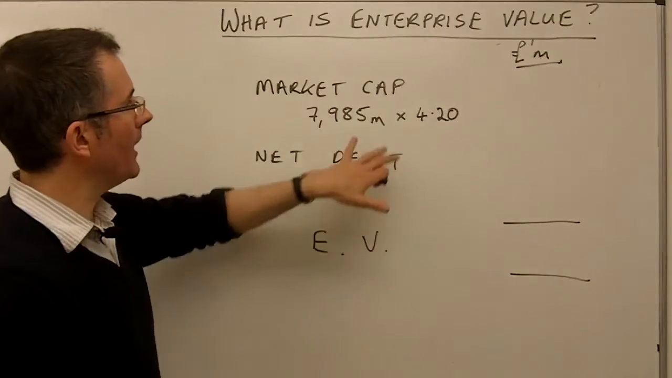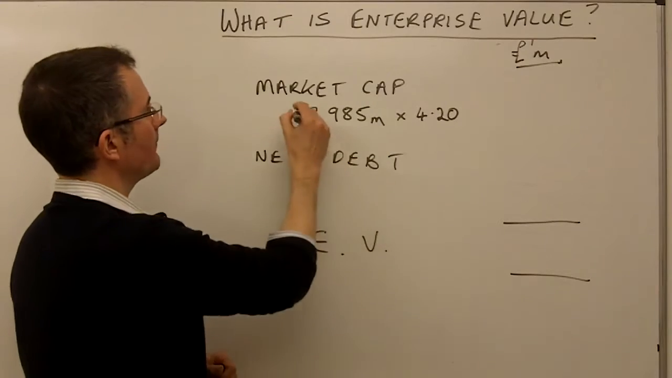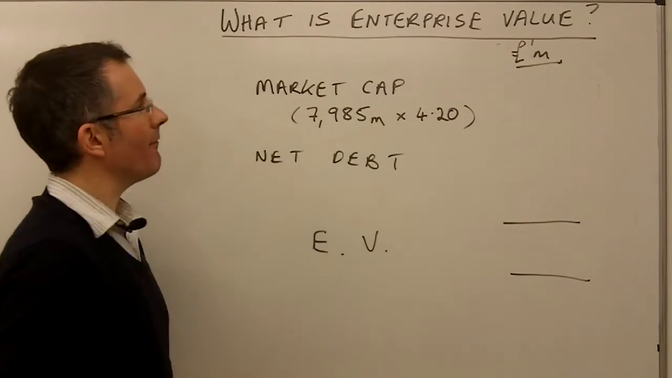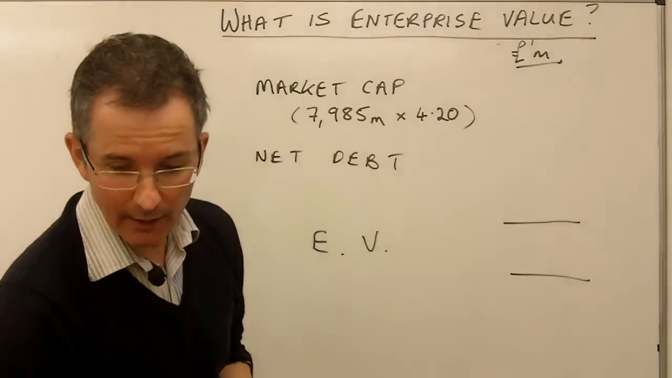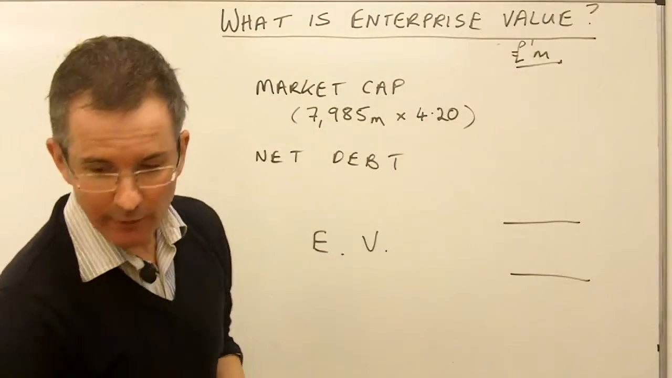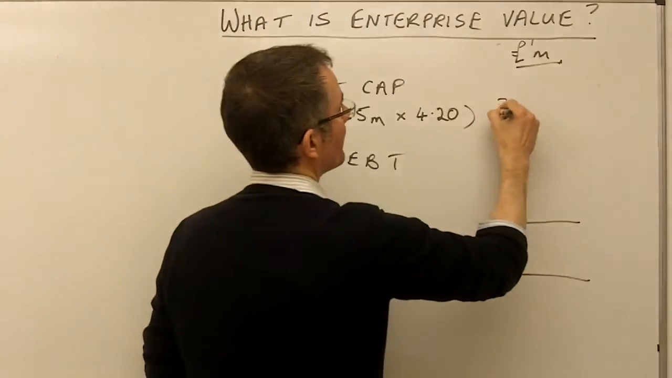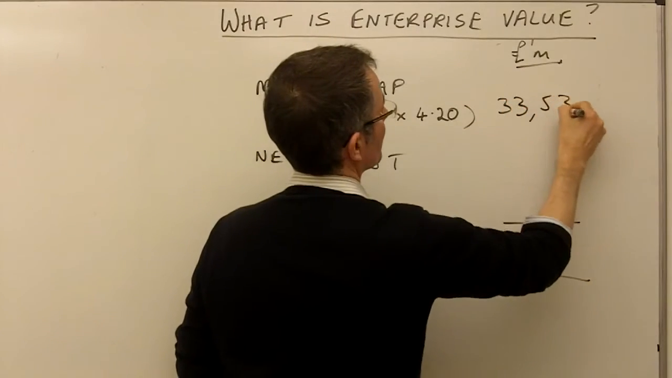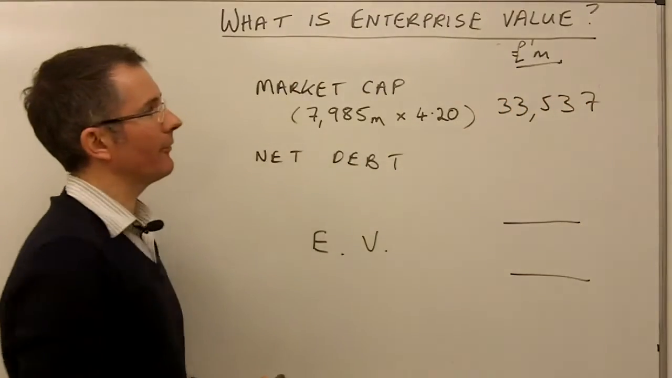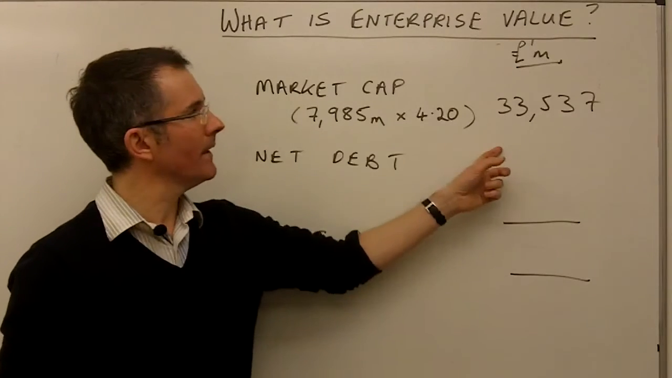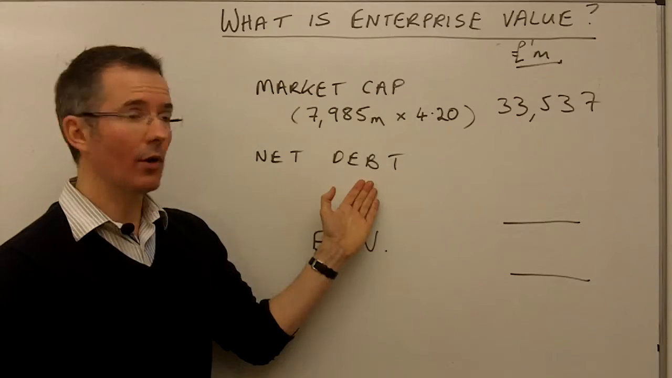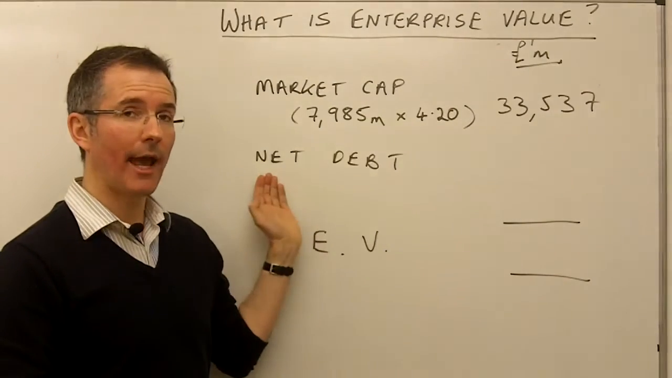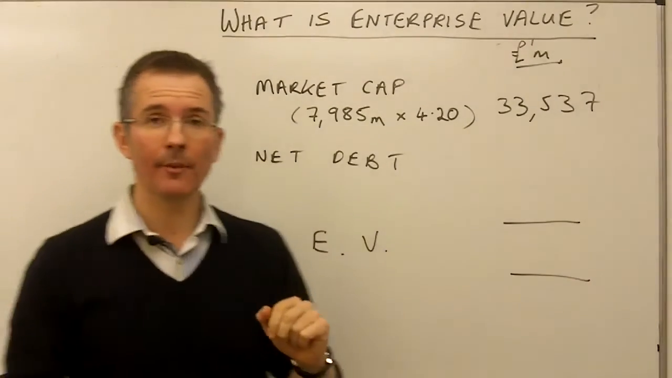And therefore the market capitalisation at February 2010 for Tesco was a fairly chunky 33,537, all in millions. Now, net debt. Why net debt? Well, this is long and short-term debt minus cash. So again, the logic here is effectively this.